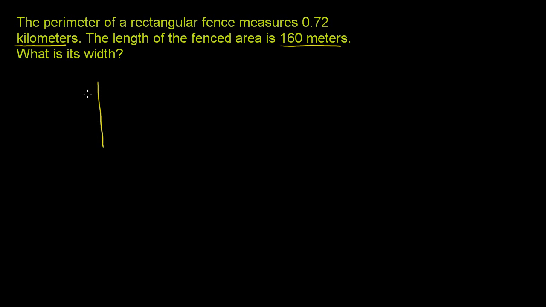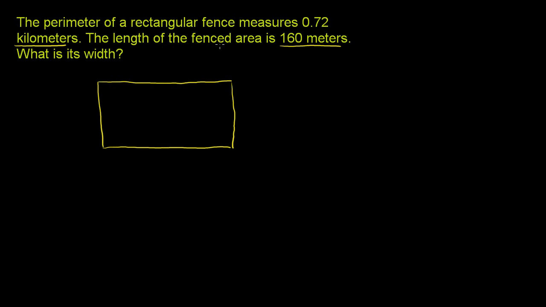So we have a rectangular fence. Let me draw it. So that is a rectangle. You can imagine we're looking from above. This line is the top of the fence. And if you take its perimeter, the perimeter is the distance around the fence. If you take this distance plus this distance plus that distance plus that distance, it's going to be 0.72 kilometers. That's the total distance of all of the sides.